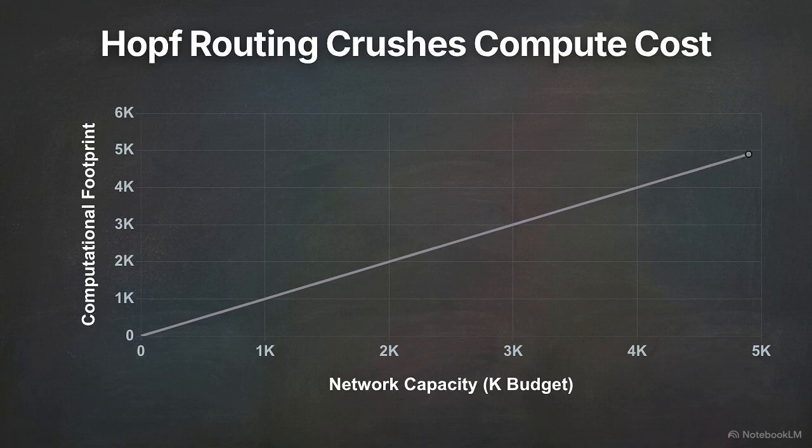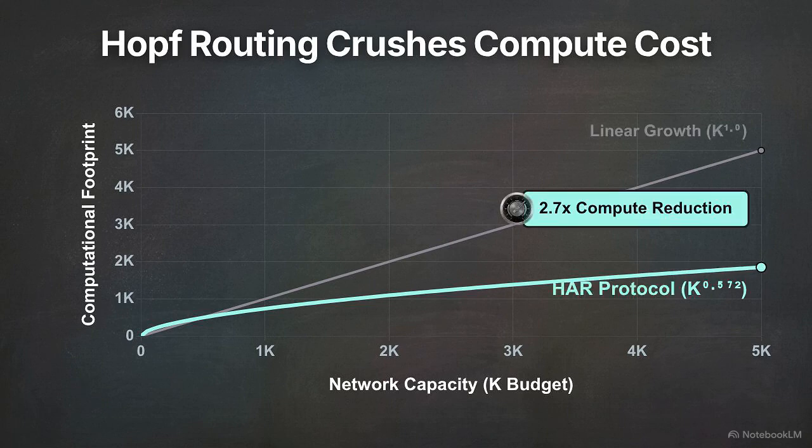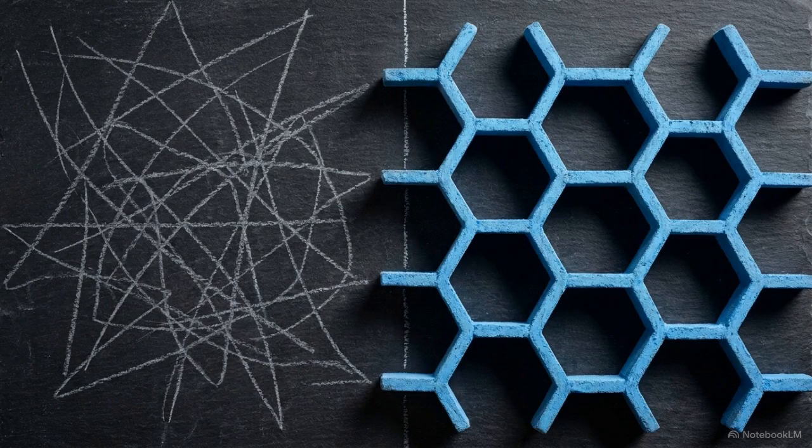The system achieves a scaling metric of k to the power of 0.572. At a dense routing budget of 5,000, this yields a 2.6 to 2.8 times compute reduction compared to a standard linear model. The R4 prime router accomplishes this by replacing standard deep learning gating networks with a deterministic topological framework.